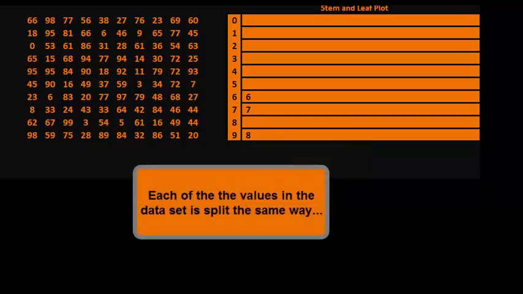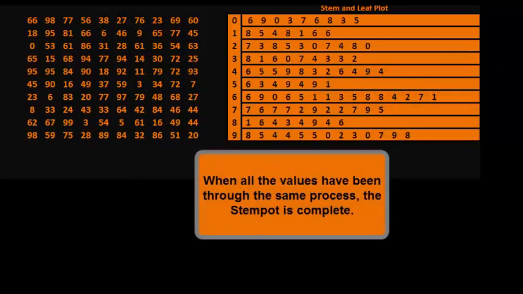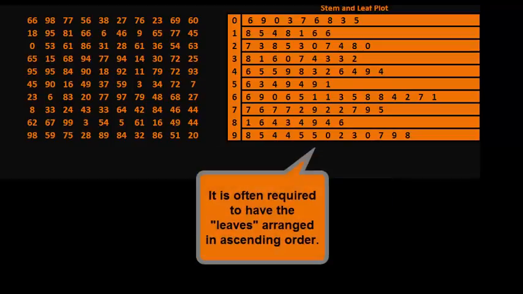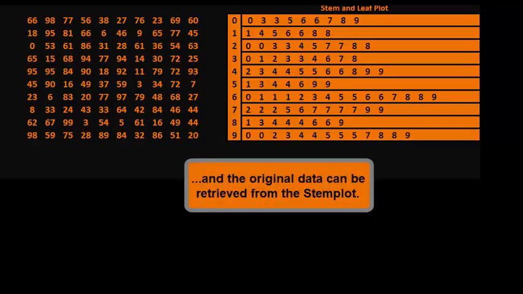Each of the values in the dataset is split the same way. That is, the low order digit is placed in the row that corresponds to its high order digit. When all the values have been through the same process, the stem plot is complete. It is often required to have the leaves arranged in ascending order. It should be noted that the rows in the stem plot are similar to the bars of the histogram, and the original data can be retrieved from the stem plot.